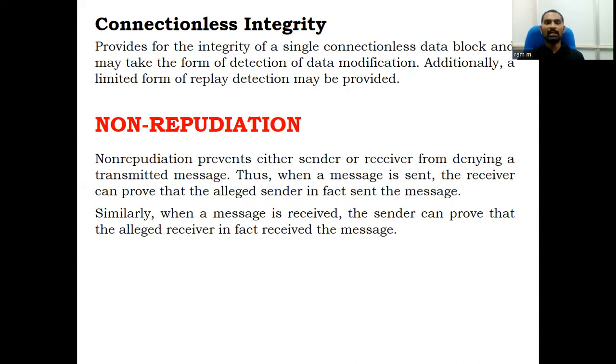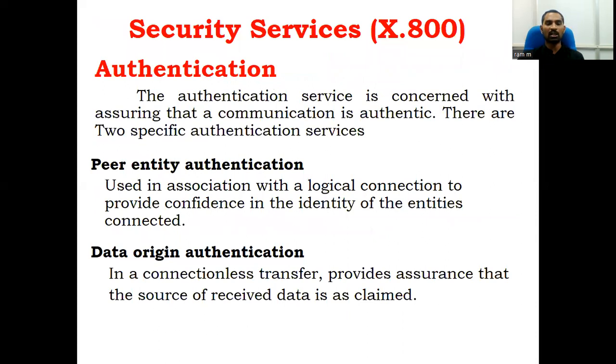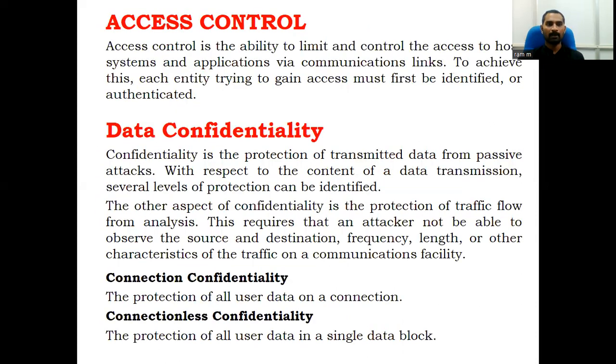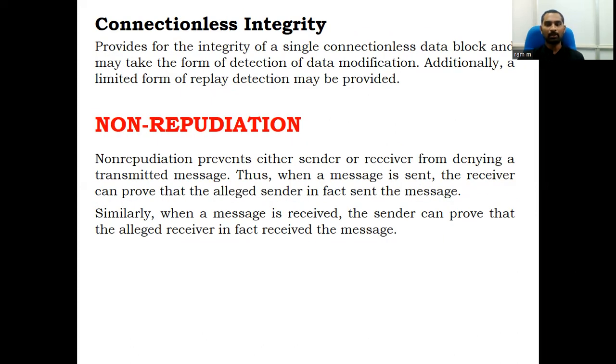All of this is defined in ITU-T X.800. How many security services have we seen? We have seen five security services: authentication, access control, data confidentiality, data integrity, and finally non-repudiation. Now we provide all these security services to the organization by using what? Security mechanisms. Now we will see what security mechanisms are.